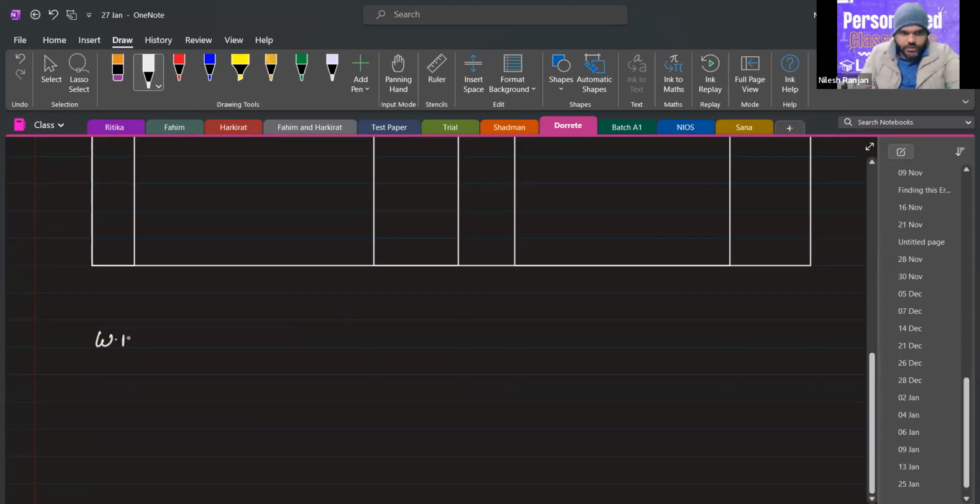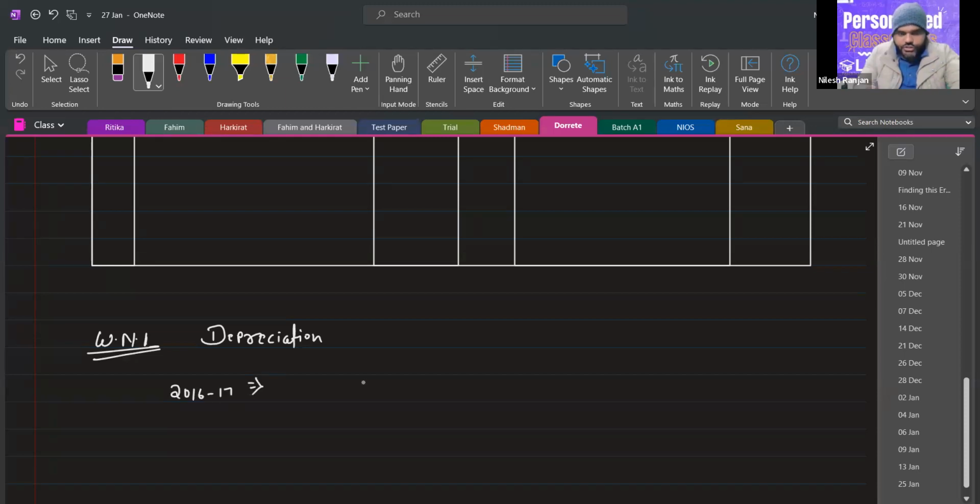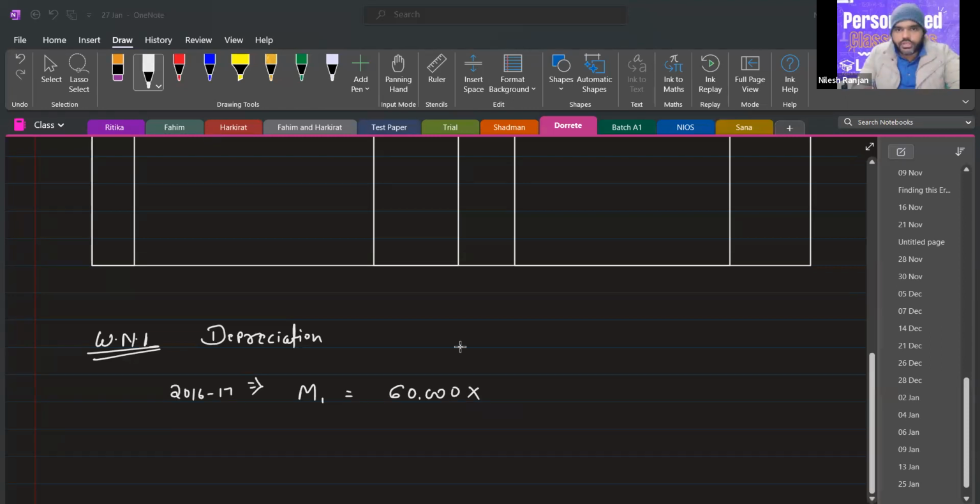So working note number one, depreciation. In year 2016-17, we purchased a machine. Machine one, there is only one machine, at 60,000. The rate of depreciation is 20% per annum on the original cost. Original cost means the straight line method. Okay, 20%.